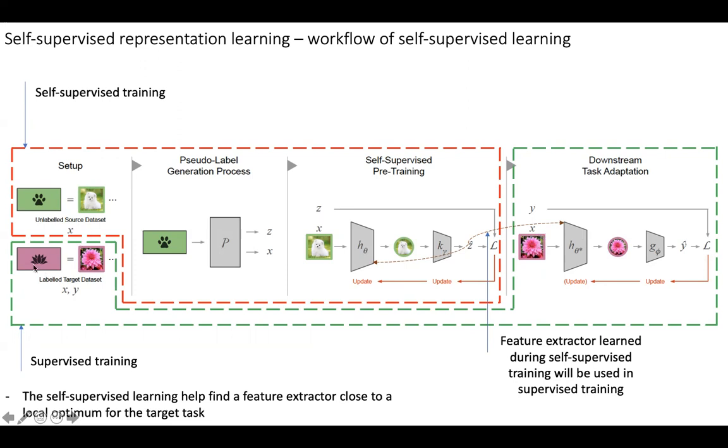For example, here we have a data set with both the input and label pairs, and this labeled data set will be used to fine-tune this feature extractor a little bit, and also a new task head specified for this particular task.